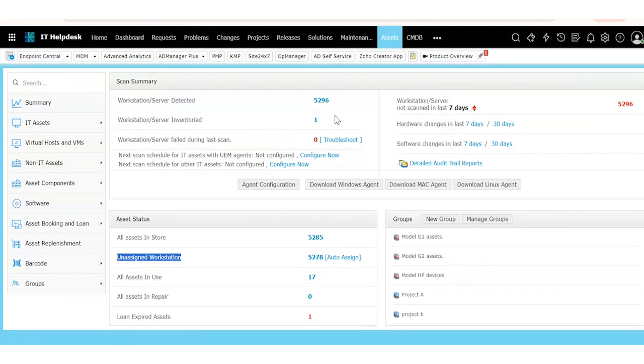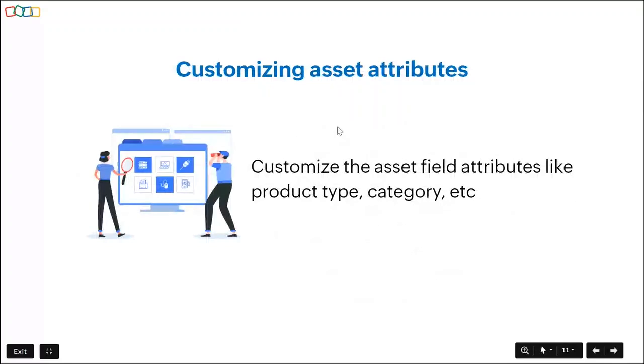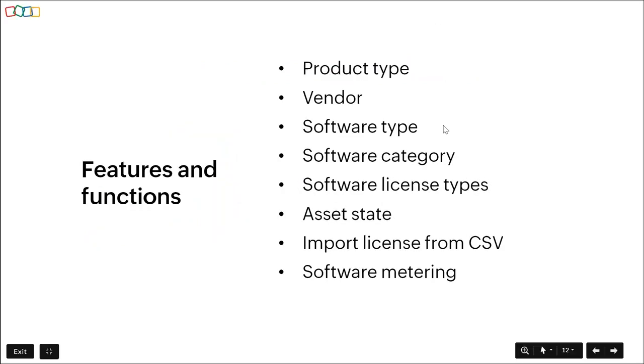Now we have seen the features and functions that we have in our asset module, which includes the service packs, asset replenishment, and the auto assignment. Next, heading to the customization and configuration option that we have for the asset attributes. These are some of the asset attributes that we have by default in our application.